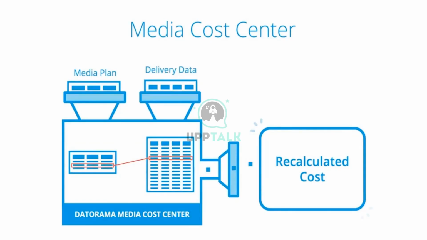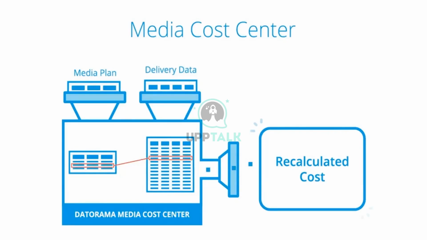It doesn't always go according to the plan, but then it doesn't always go very high. Differences also don't happen in the data. We need to have a recalculated cost to understand at what cost things got delivered. The media plan and the delivery data are churned in Media Cost Center.